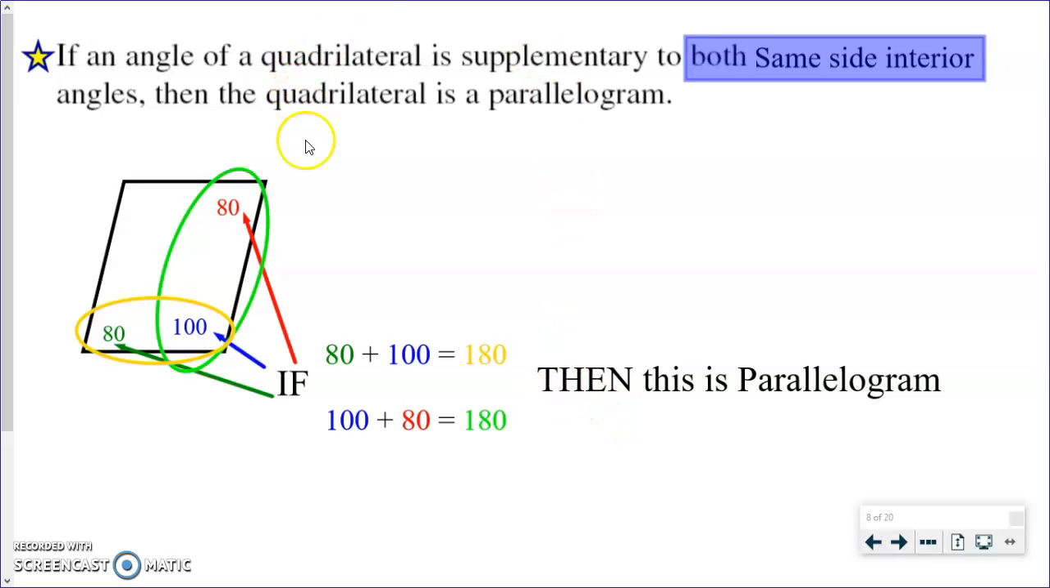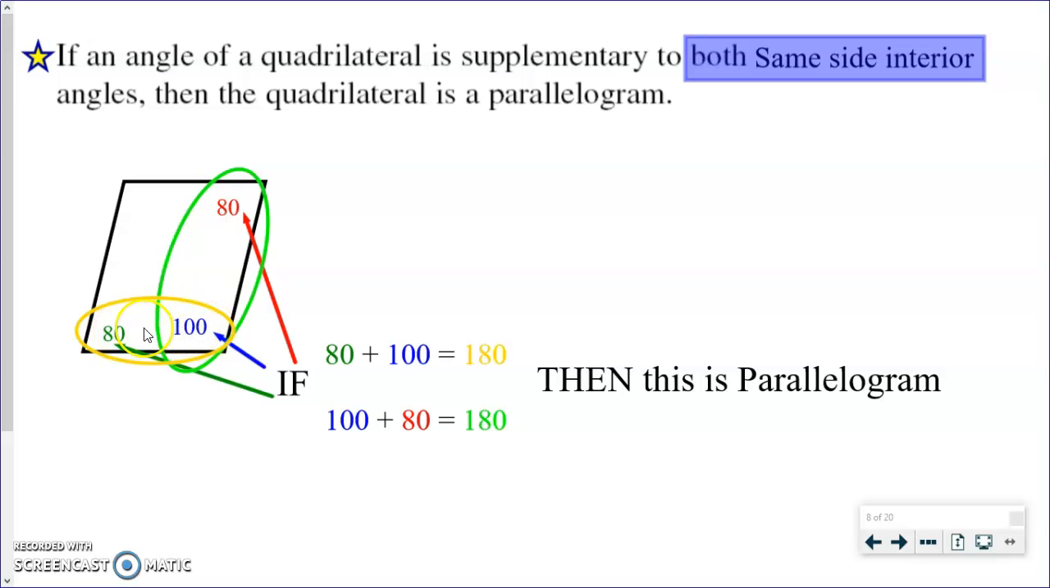Okay. Now this is another way. If we don't know all the angles, we can just compare the same side interior angles. As one of the properties of parallelograms is that the same side interior angles are supplementary. But we don't have to check all of them. If we have one angle and look at both of its same side interior angles.